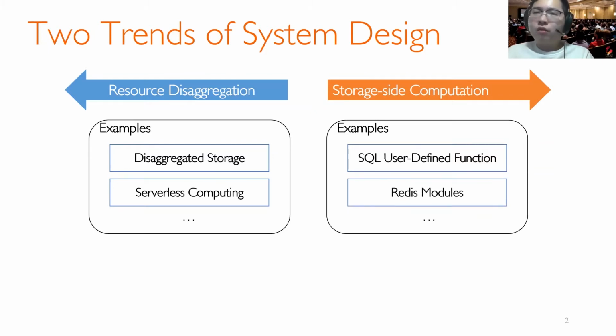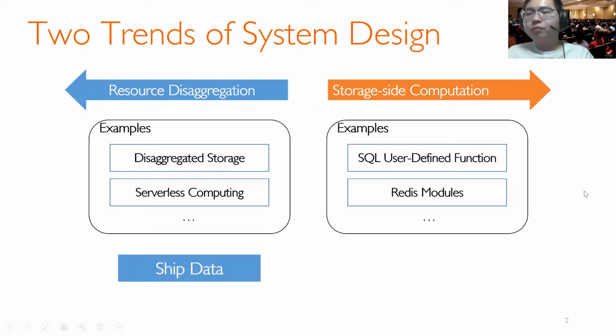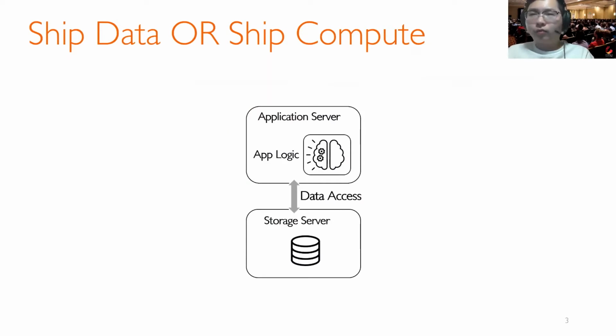And we observe that these two trends are diverging. On the left, the data is being moved back and forth between the storage nodes and the computation nodes, whereas on the right-hand side, the data remains in place and the computation is pushed closer to the data. Let's take a look at an example.